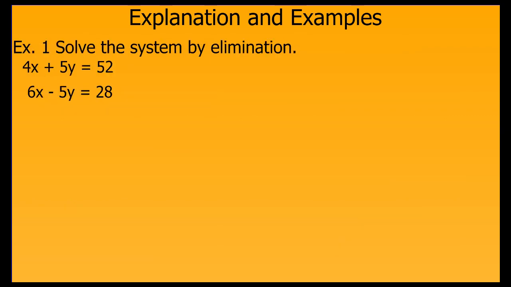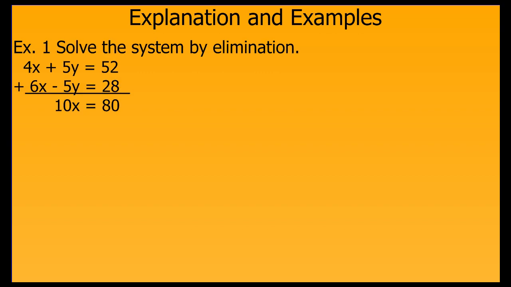We want to solve this system of equations by elimination. In this case, I notice that the first equation has a positive 5y and the second equation has a negative 5y. I know that if I add those together, the y's will subtract out, leaving me only x's. So I add the two equations together. I can do that because both sides of the equation are equal, and if I add equal things to equal things, the result will be equal as well. When I add them, the y's subtract out and I'm left with 10x equals 80.